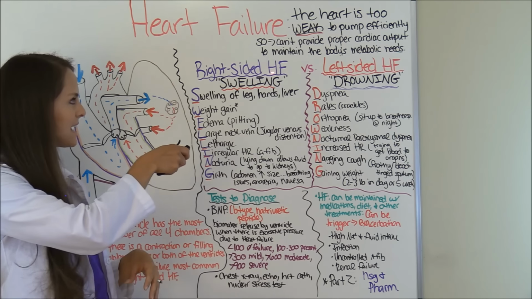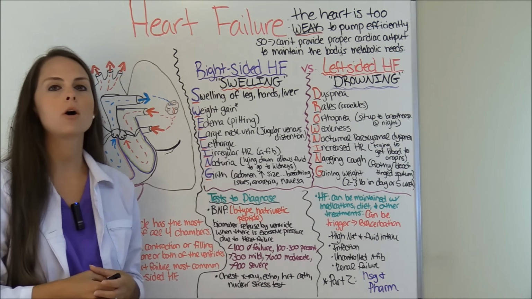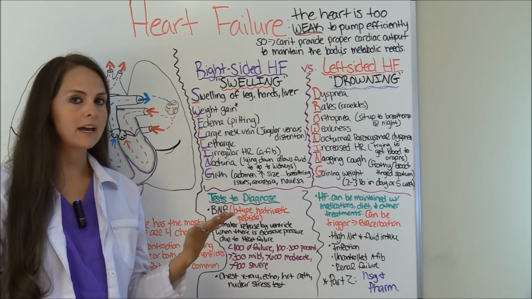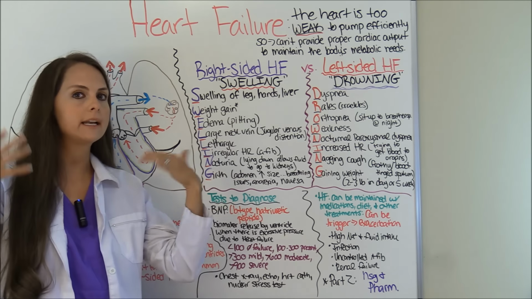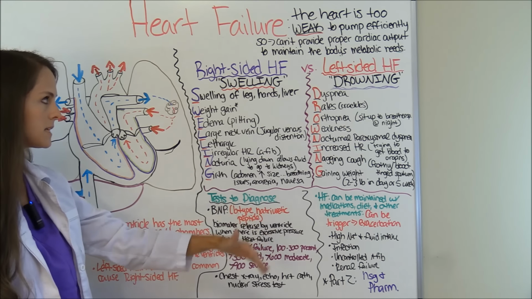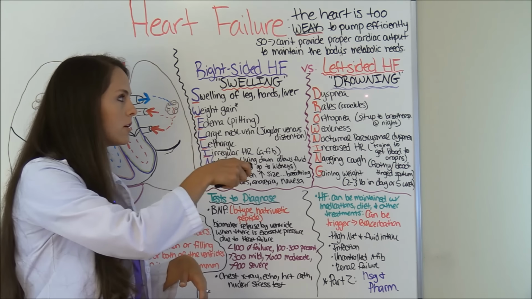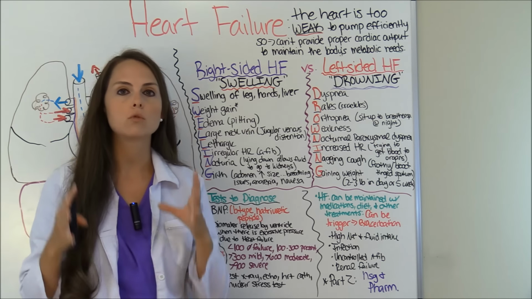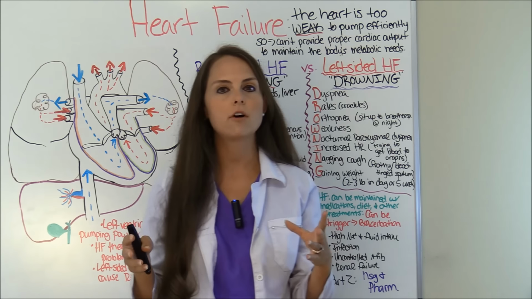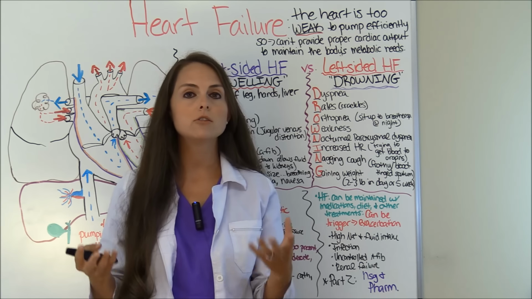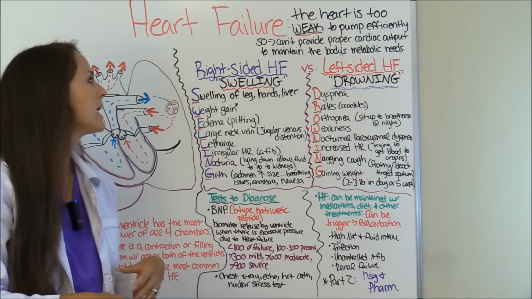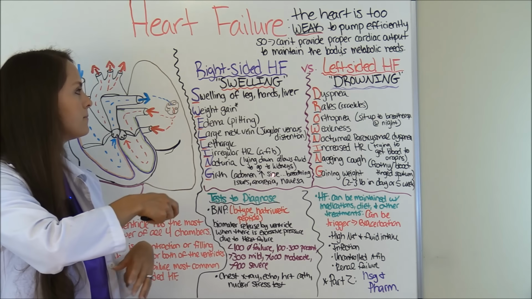Okay, for right-sided heart failure, let's remember the mnemonic swelling. And why swelling? Because remember, these patients are going to have peripheral swelling everywhere. So it's just an easy mnemonic to help you remember the typical signs and symptoms. And then for left-sided heart failure, we're going to remember the word drowning. Because remember, our lungs, the pulmonary system, is majorly involved in this. And they are literally drowning in their own fluid. So let's remember the word drowning. Okay, so let's start with right-sided.